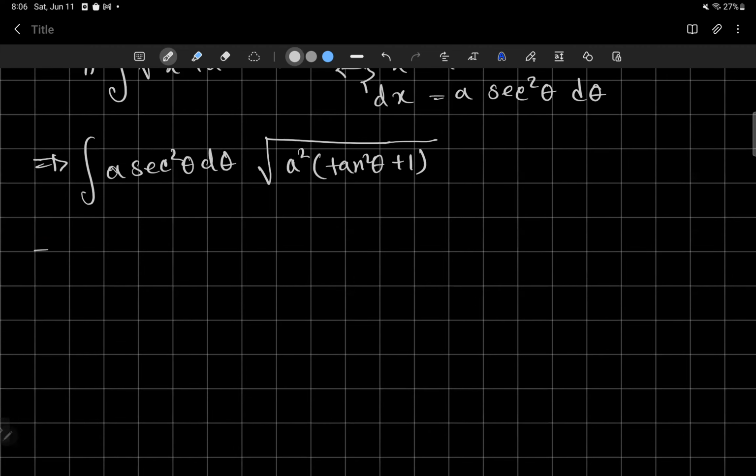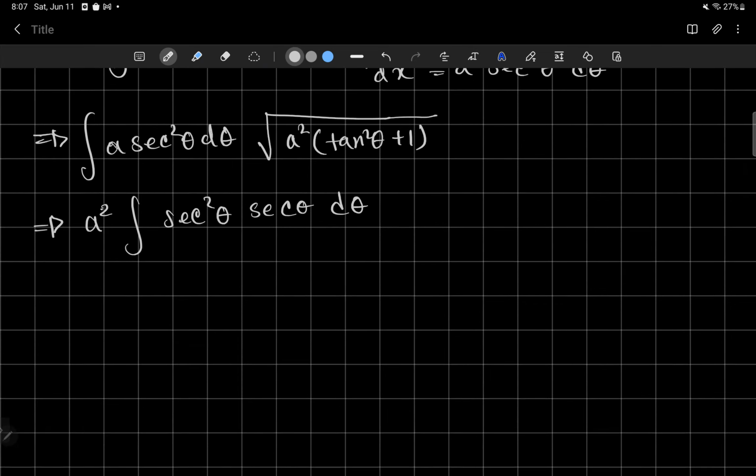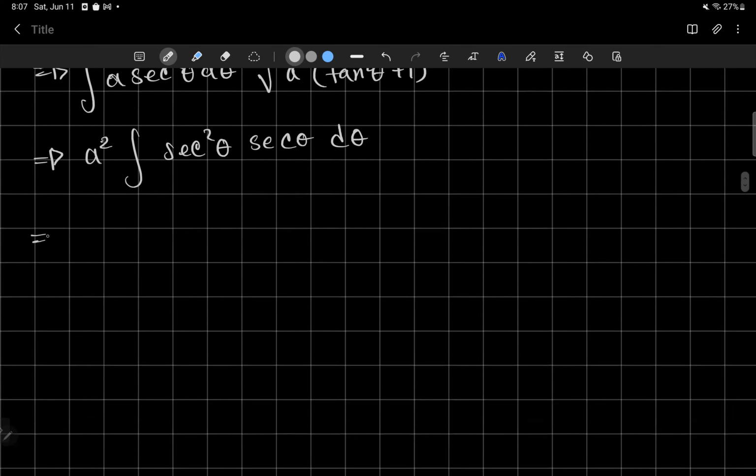Okay, and then you factor out all the a's over here. So this would be a squared, this is sec squared theta. And this is what? 1 plus tan squared is just sec squared, right? But then you have a square root. So you just have a sec theta and you have d theta. So eventually you will have an integral of sec cubed theta d theta.